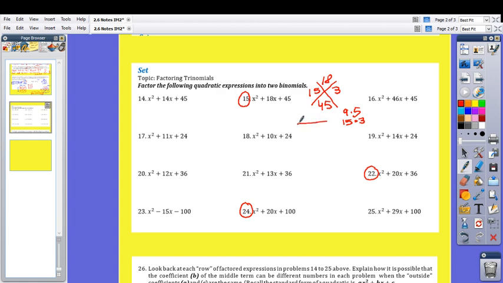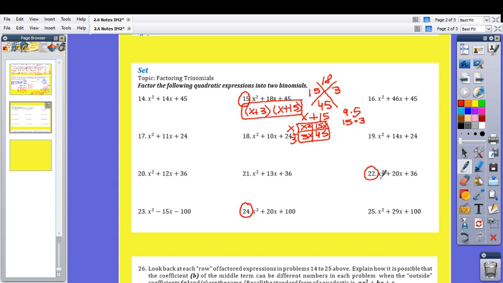So if you make the box, then this is your x squared, this is your 45, and then you're splitting as 15x and 3x. So it will be x plus, and then here we will be getting x plus 3, and then this will be x plus 15. So it will be x plus 3 and x plus 15.